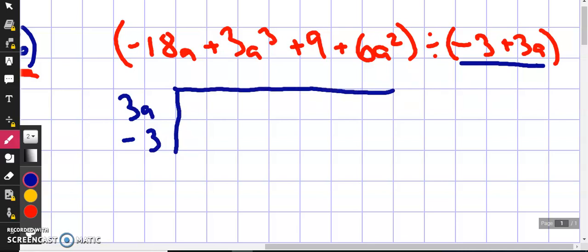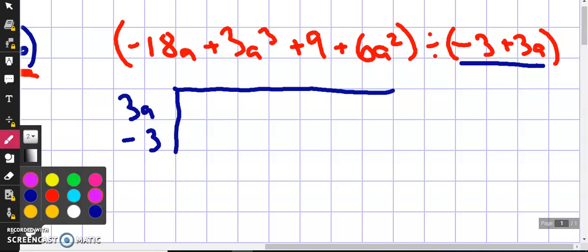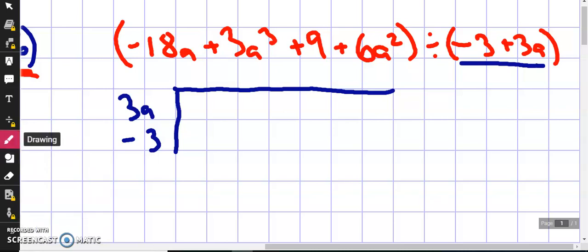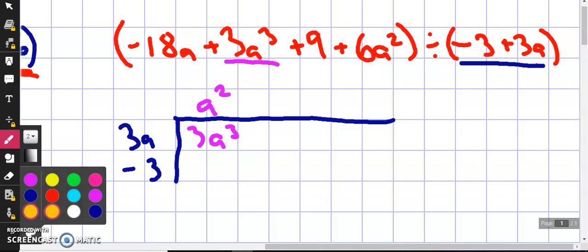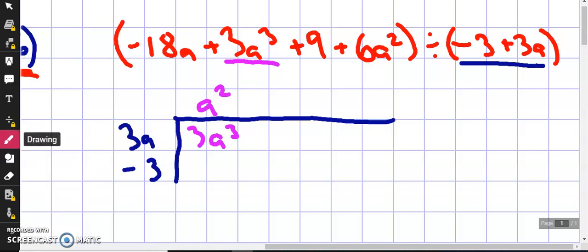And so when I start filling in my box, I always want to find the one with the biggest power. So I'm going to start with this 3a cubed. So I've got my 3a cubed on the inside, and now I'm going to start working my puzzle. So if I see 3a cubed on the inside and 3a next to it, the only thing that I'm missing is a squared. And then I know that negative 3 times a squared gives me minus 3a squared.